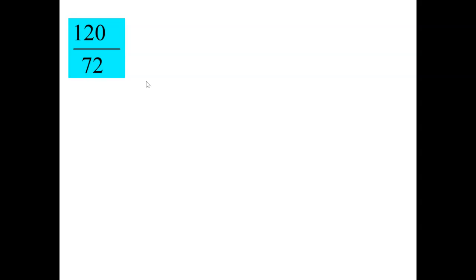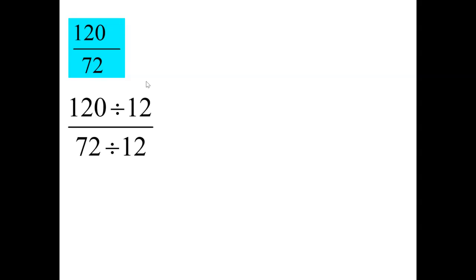Now 120 over 72, you can try breaking down with different numbers. You can start dividing by 2, by 3, by 6, and there are more possibilities with this number. The higher the number, as I said earlier, the better. So I will start dividing both these numbers by 12. If I divide 120 by 12, I'm going to get 10. And if I divide 72 by 12, I'm going to get 6.